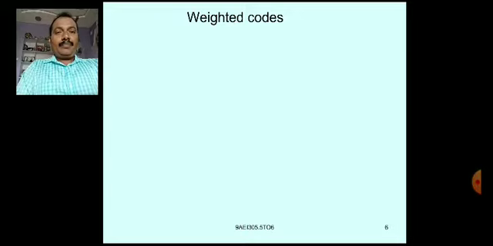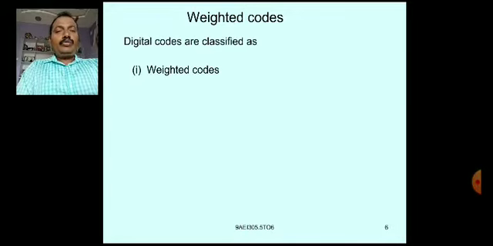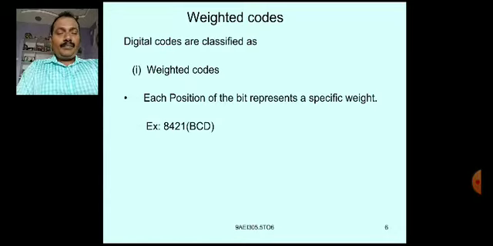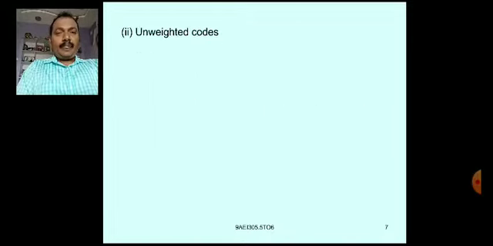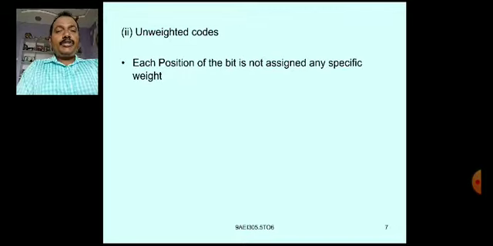Now we have two types of codes available. Weighted codes, that is 8421, which is also called BCD code, 8421 code, and octal and hexadecimal. With the help of these codes you can write these systems. Next, unweighted codes. Each position of the bit is not assigned any specific weight. Example, XS-3 and gray code. These two are unweighted codes.